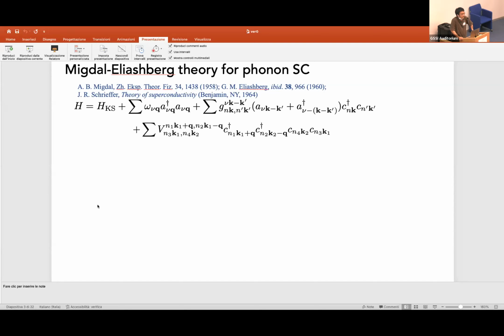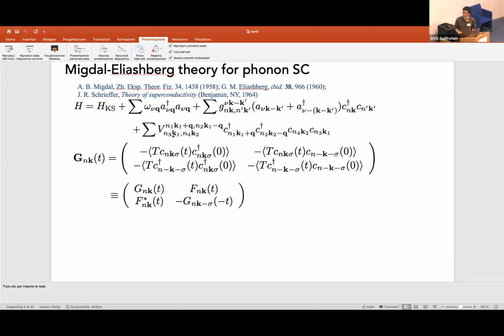And Macmillan's equation is derived from Migdal-Eliashberg theory for phonon-mediated superconductors. This theory starts from this Hamiltonian. Here, the electronic one-body term is represented by the Kohn-Sham Hamiltonian, and there is the phononic one-body part, the electron-phonon interaction part, and the electron-electron Coulomb interaction part. And all the components are basically evaluated by the Kohn-Sham calculation for first principles calculation.